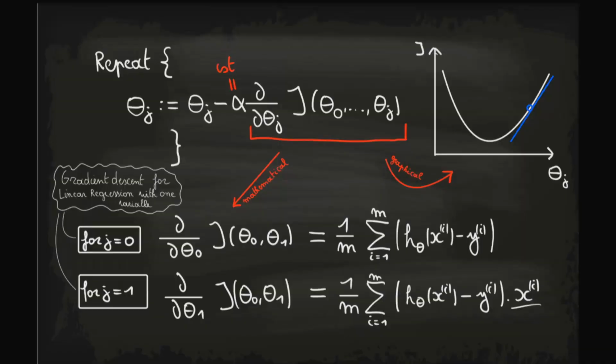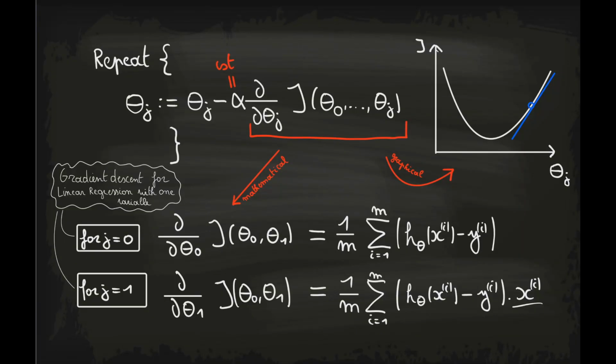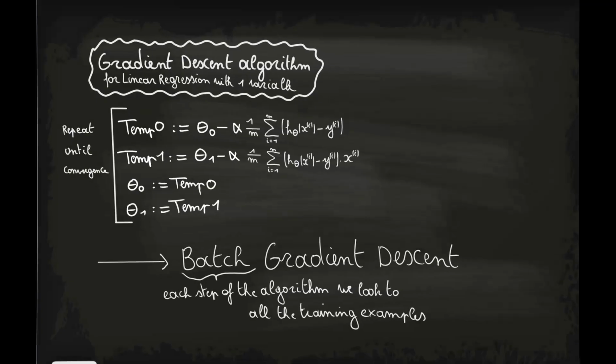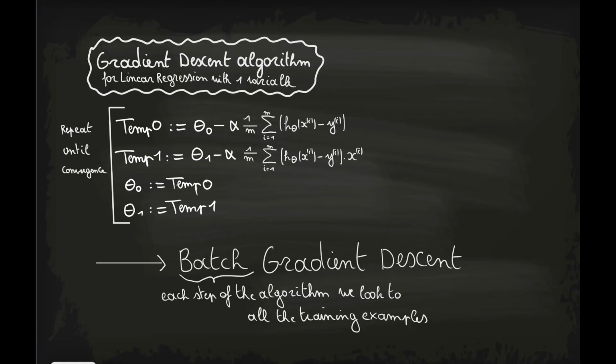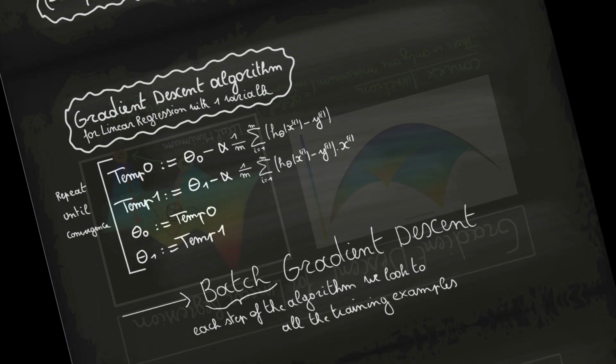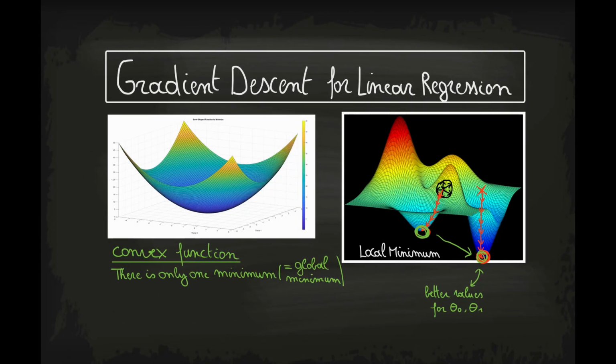In this video, we will see what the partial derivatives with respect to θ0 and θ1 are. We will see how the gradient descent algorithm for linear regression with one variable looks like and why gradient descent in linear regression will always converge to the best minimum.